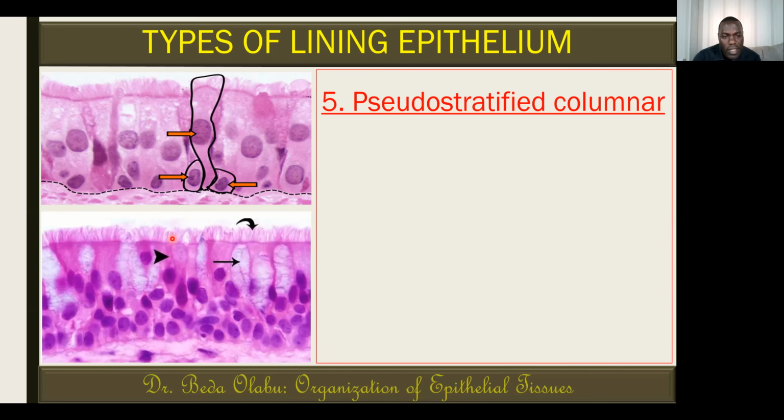When you look at this epithelium, you notice that we have different levels of nuclei. So it gives you the appearance of stratification. But why are we calling this one pseudostratified as opposed to stratified? Now listen to this, because I don't want to repeat again.